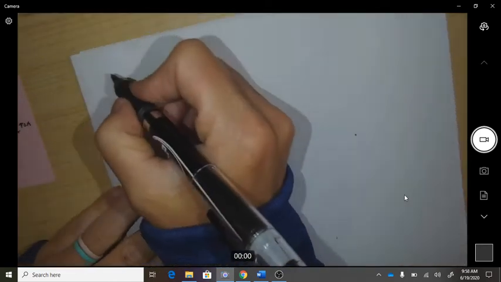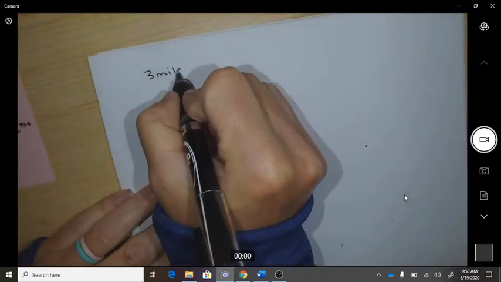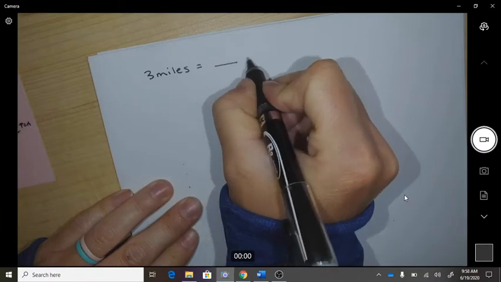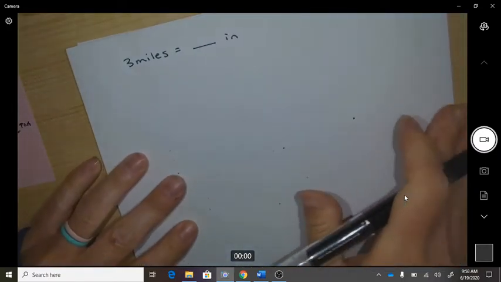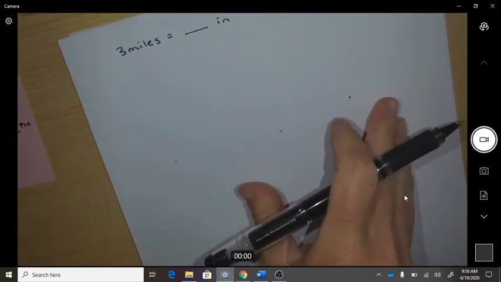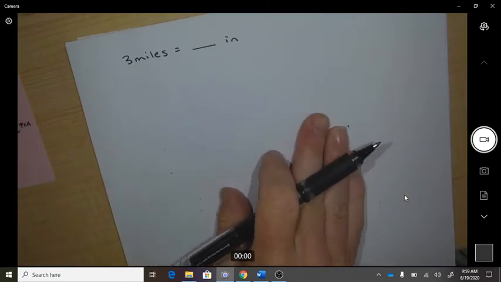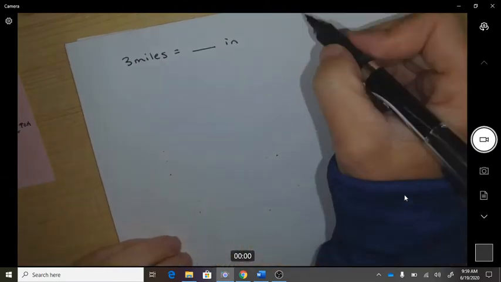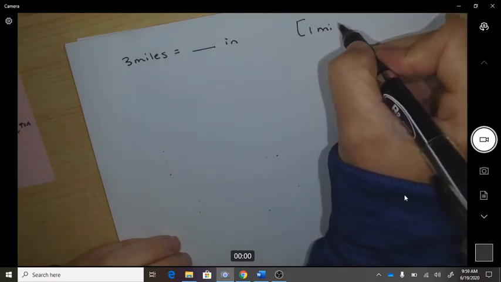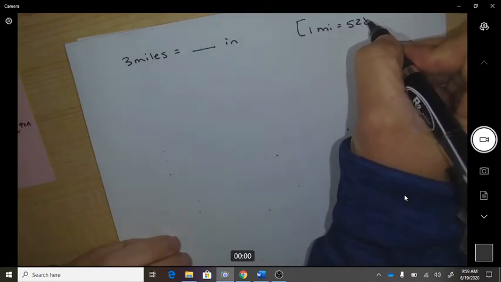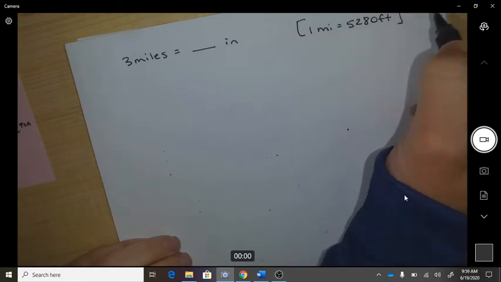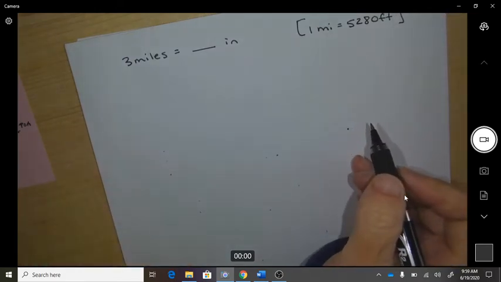Okay, next one, 3 miles, and I want to know in inches. Okay, so there's actually no conversion for this. So what do we have? We have 1 mile equals 5,280 feet on our sheet. So we're going to go to feet, and then from feet we're going to go to inches.